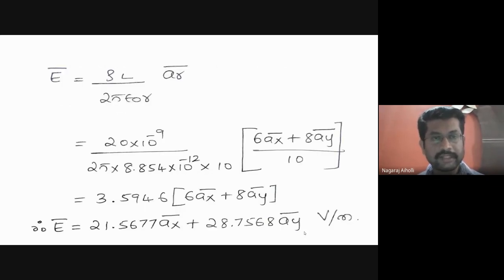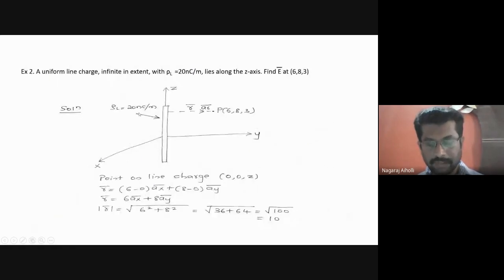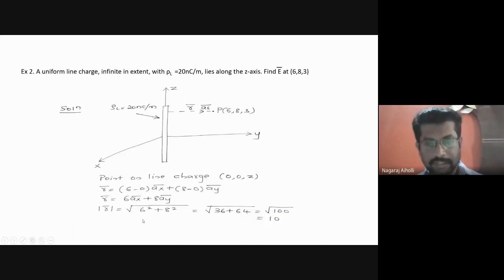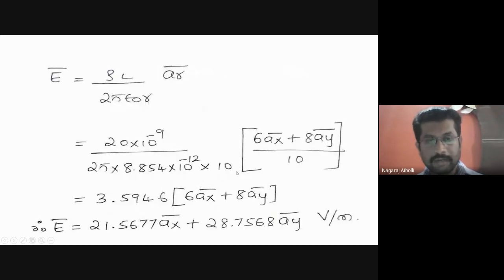The E bar formula is, remember this formula, an important one: rho L divided by 2 pi epsilon naught R, AR bar. Rho L is given as 20 into 10 raised to minus 9, 20 nanocoulomb. That is divided by 2 pi into epsilon naught value. What is the value of absolute permittivity? It is 8.854 into 10 raised to minus 12 farad per meter, into R value, R bar vector. Its magnitude is 10, which we have calculated, and substitute that into AR bar vector.